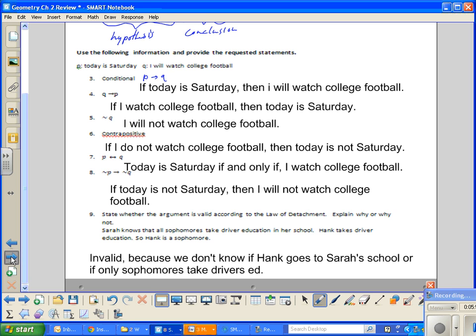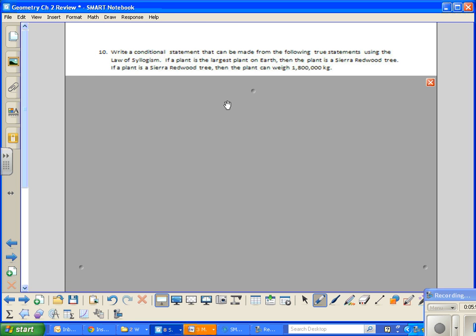Alright, so moving on to the next one, number 10. Write a conditional statement that can be made from the following true statements using the law of syllogism. Remember, law of syllogism just means we take two statements that have something in common. We get rid of what they have in common and put the leftovers together.